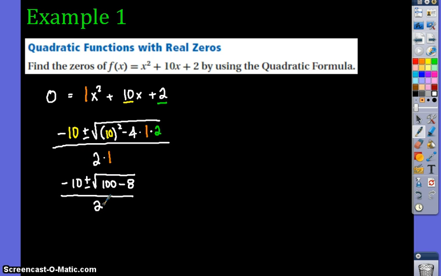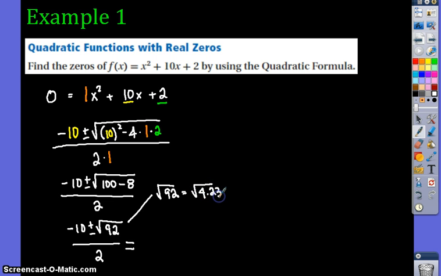All right, so we still have some information from the radical. That's what we want to keep working on. So we have negative 10 plus or minus the square root of 92, all of that divided by 2. We're close to done. The problem here is that 92 has a factor that's a perfect square. So the square root of 92 is really the same thing as the square root of 4 times 23.